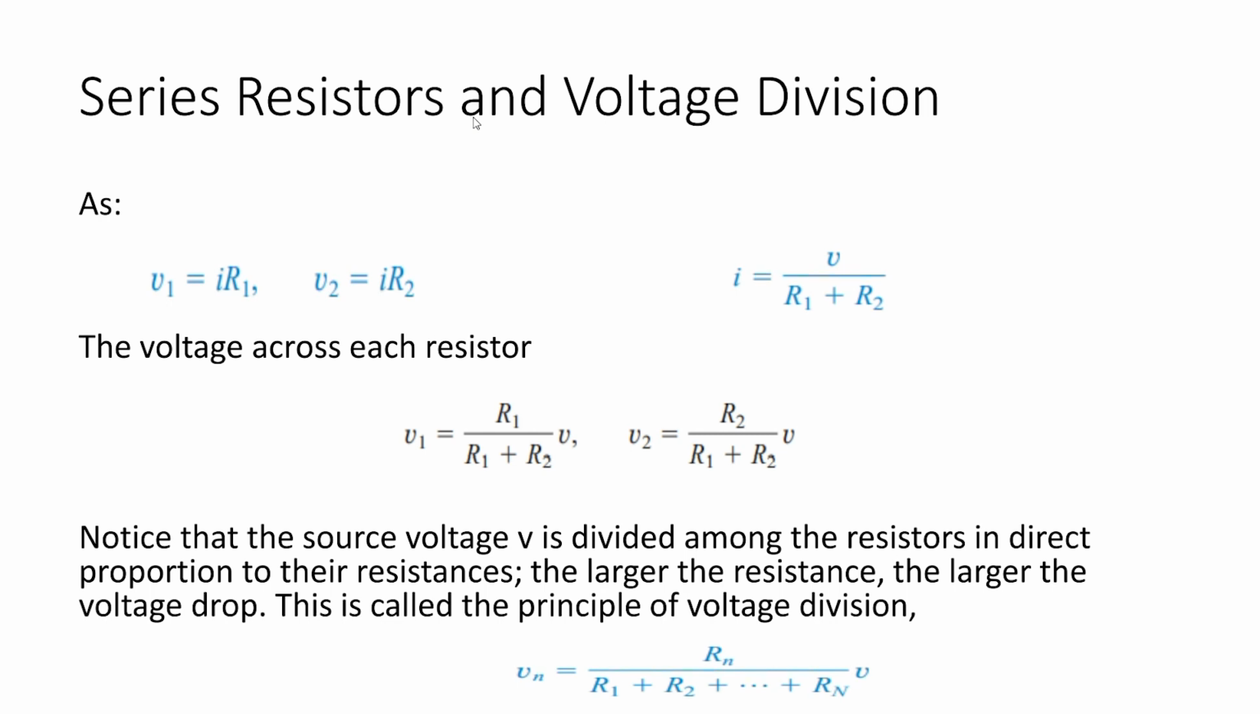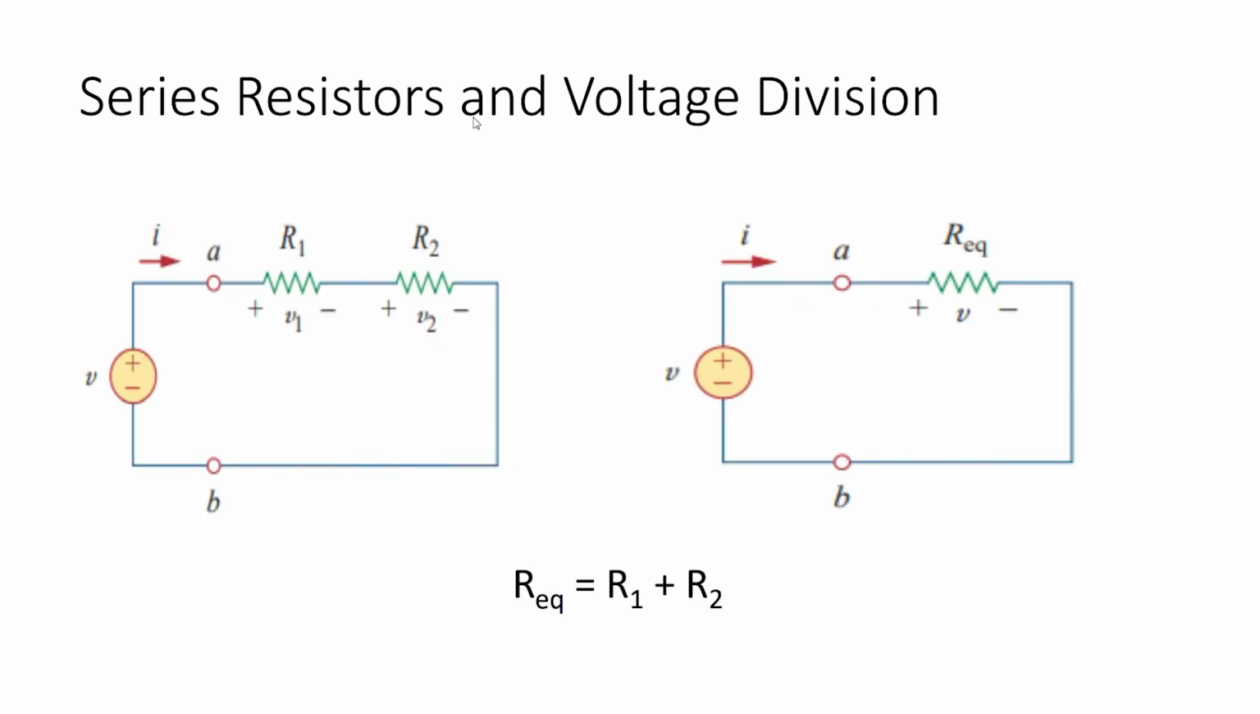Now we know that the voltage across each resistor will be V1 is equal to R1 over R1 plus R2 times V. Looking at this equation, we can see that the voltage drop and the resistance are in direct proportion to each other. That is, the larger the resistance is, the larger the voltage drop will also be. This is called the principle of voltage division, which is represented by Vn is equal to Rn over R1 plus R2, and so on up to Rn, for n resistances.